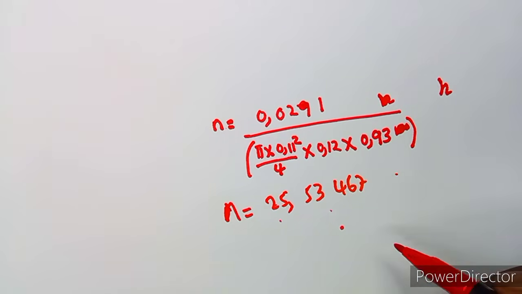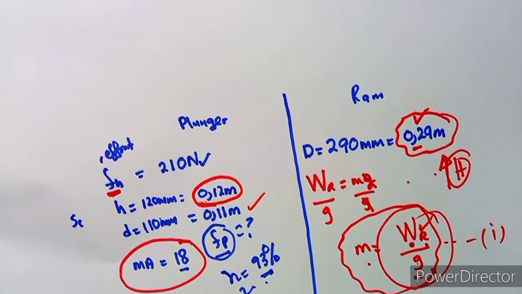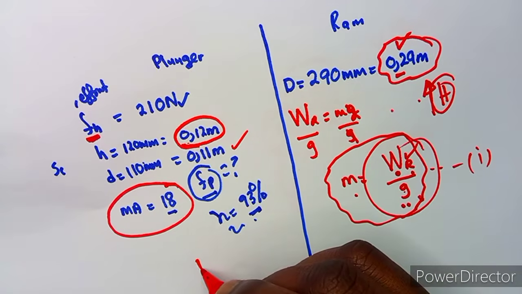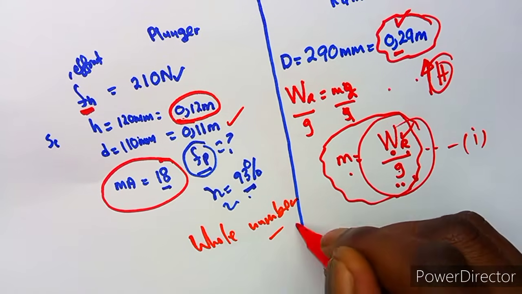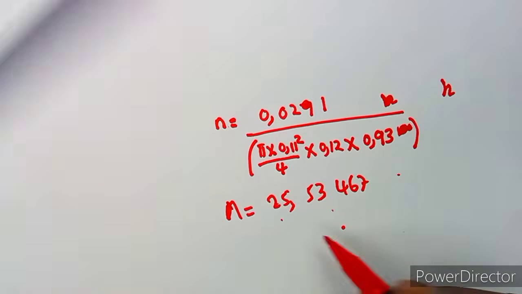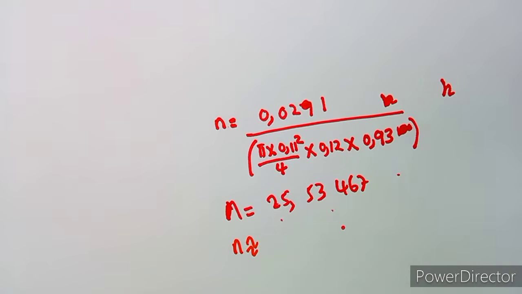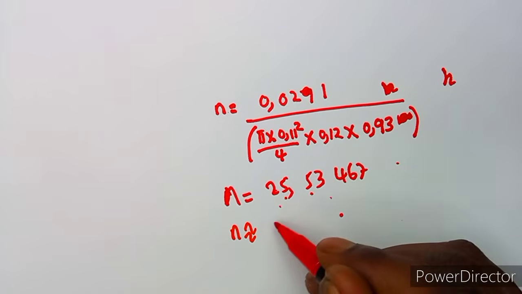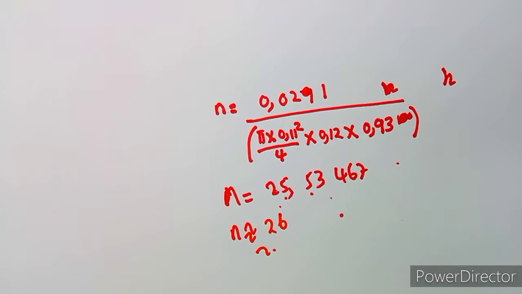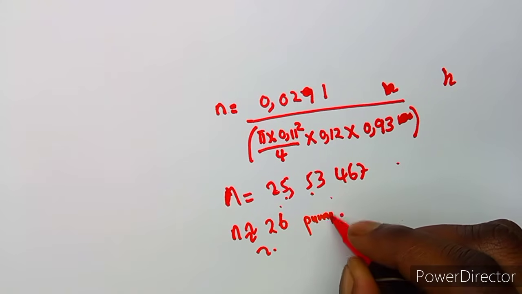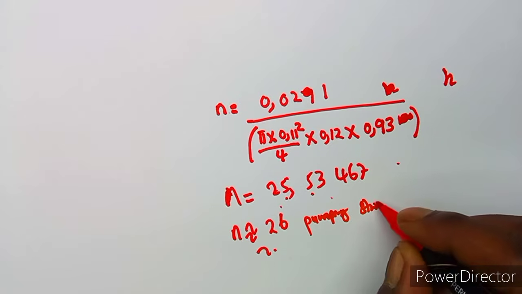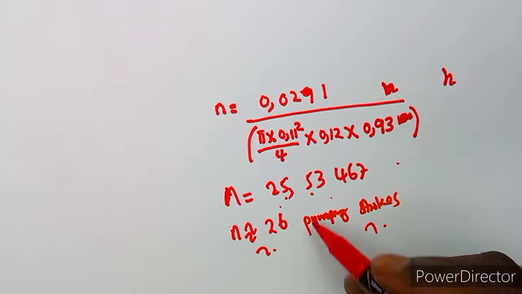That is going to be 25.53467, something like that. That's what you're going to have from a calculator. And these are the number of pumping strokes, which means we must expect a whole number there, because you're talking of the number of pumping strokes. So this can definitely be approximated to 26, if you just round it off. So you've got 26 pumping strokes in this case. These are the pumping strokes that we have.